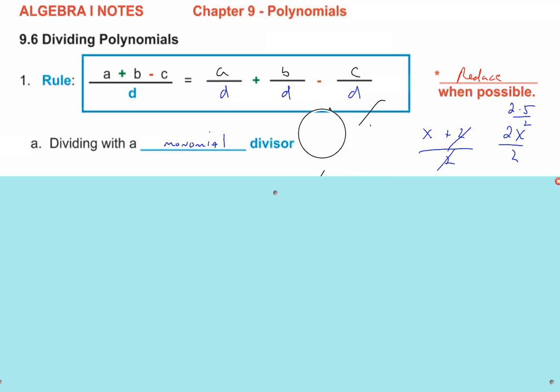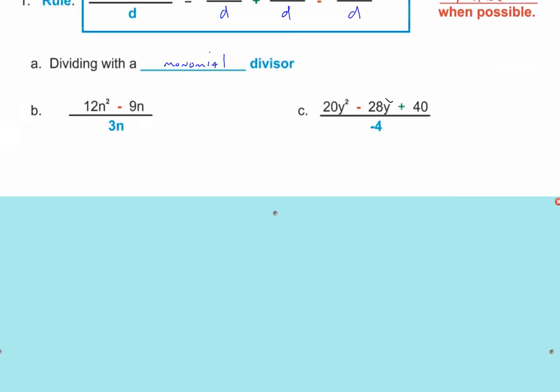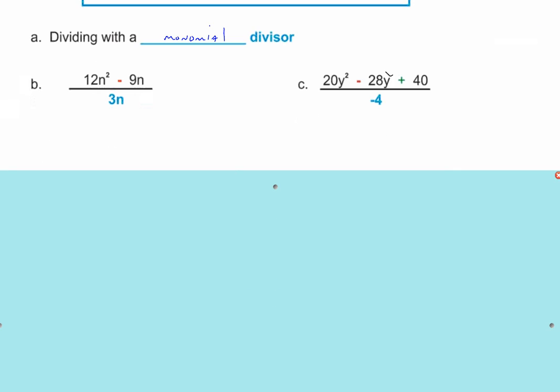Let me get rid of all that mess. All right, so let's go on here. I mean, these problems, look, we've done these. I'm only doing 2 with a monomial, and we're moving on because we know what to do.